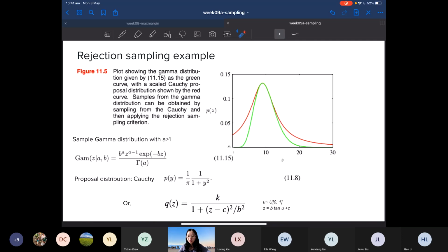So in order to scale the Cauchy distribution to be an upper bound of the gamma distribution, we actually do this, right? We use this expression where the z variable is shifted by c and scaled by b, and the constants b and k. What we do is that the inverse CDF of Cauchy is actually the tangent function. So we compute z from the uniform variable like this, and then we sample from Cauchy with this expression.